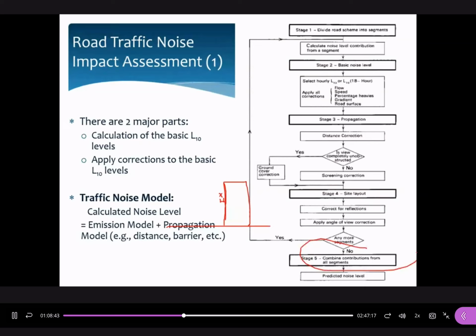If you just have one single segment, you do not need to consider stage number 5. If there are 2 or more segments, you need to combine all of them together. This is the whole procedure. In the tutorial tonight, I will share with you how to apply this to do the analysis.